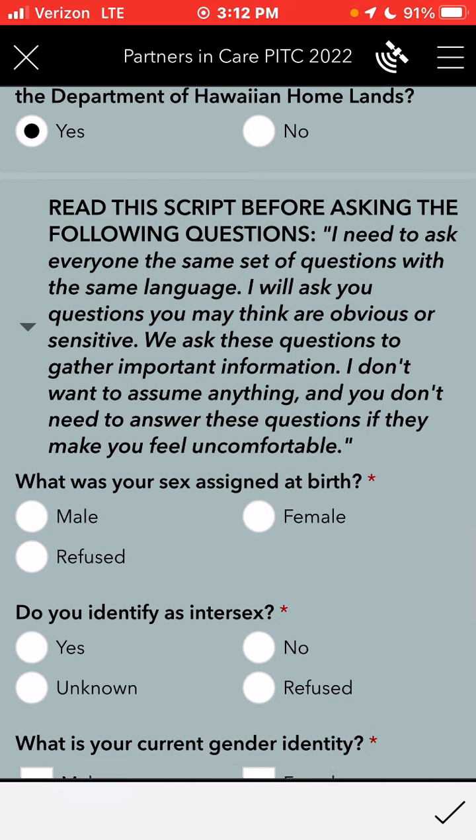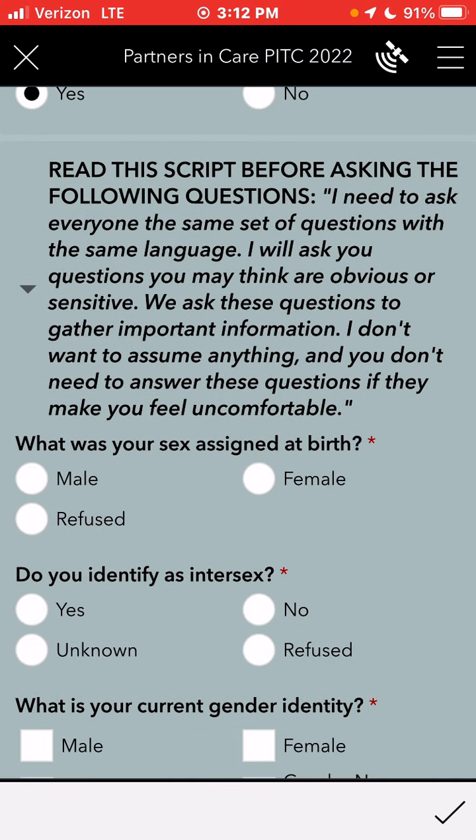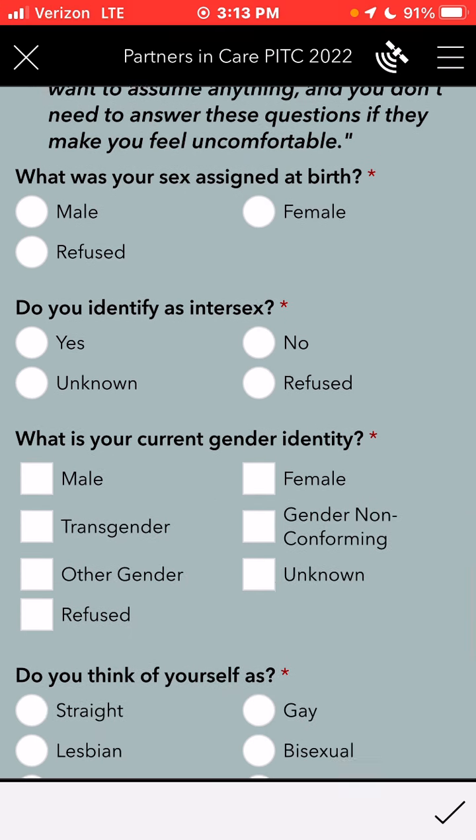Following that, you'll have another script to read before asking the questions. It reads, I need to ask everyone the same set of questions with the same language. I'll ask you questions you may think are obvious or sensitive. We ask these questions to gather important information. I don't want to assume anything, and you don't need to answer these questions if they make you feel uncomfortable.